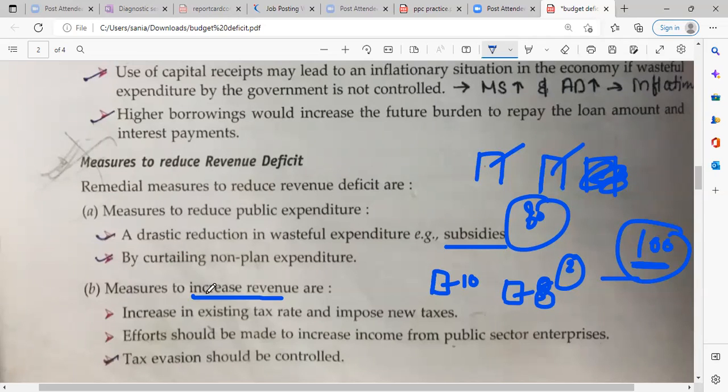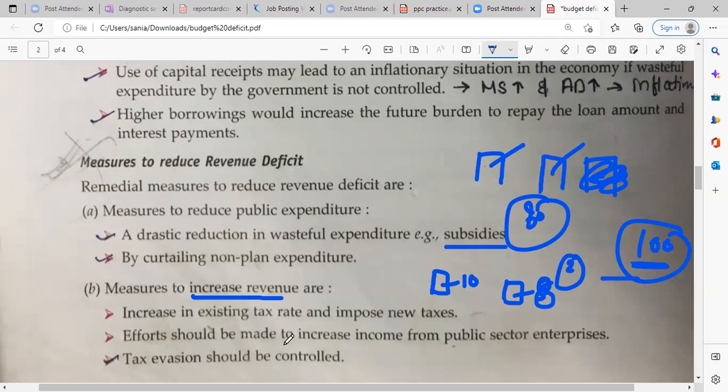And now, measures to increase revenue. Now the government wants to increase revenue. So what will they do? They will increase the tax rate and they will impose new taxes. Earlier you were giving me 10 rupees as a tax, but now I increase your tax and I impose some new tax as well, right?